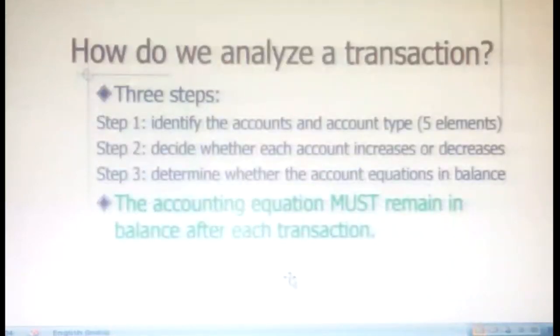As you know already, how we have to analyze a transaction. Once again repeating: step number 1, identify the amounts and account type. Step number 2, decide whether each account increases or decreases. Step number 3, determine whether the accounting equation is in balance. Definitely the accounts should be equal.